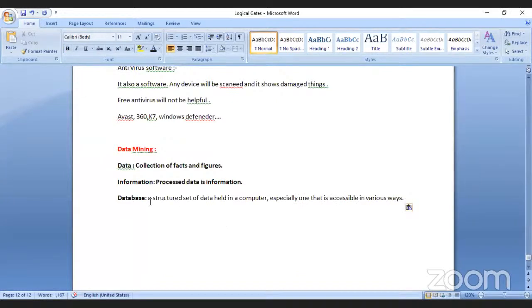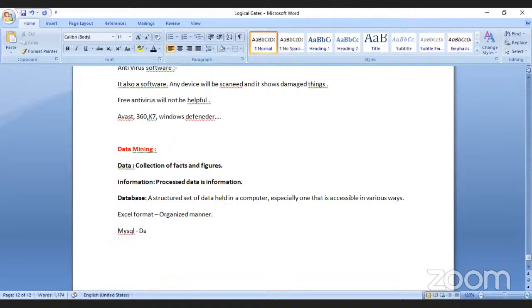Okay, a database is a structured set of data held in a computer, especially one that can be accessed in various ways. For example, if I'm saving any information in Excel format, that is also data, but in an organized manner. That is called Excel format.